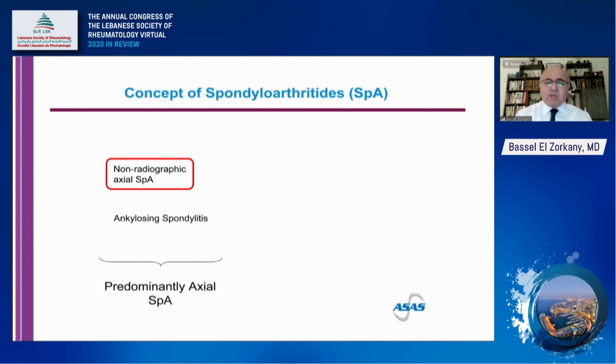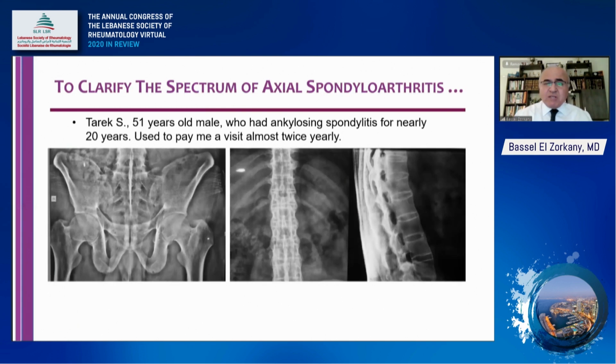To clarify what we are talking about, I'm going to tell you about Mr. Tari. He had been my patient for many years, over 20 years. As you see his picture, he used to visit me every 6 months, and he is clearly having what we call radiographic axial spondyloarthritis. The old name, the most popular name, the famous name is ankylosing spondylitis. He has been stable on a biologic for many years, doing fine.